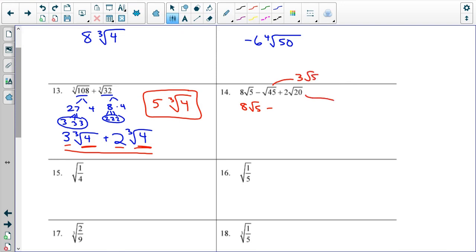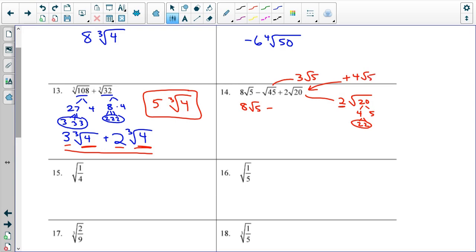And then root 20 is the same thing as 4 and 5, 2 and 2. So I pull out a 2, which gets multiplied by the 2 that's already there. So this ends up being plus 4 root 5.